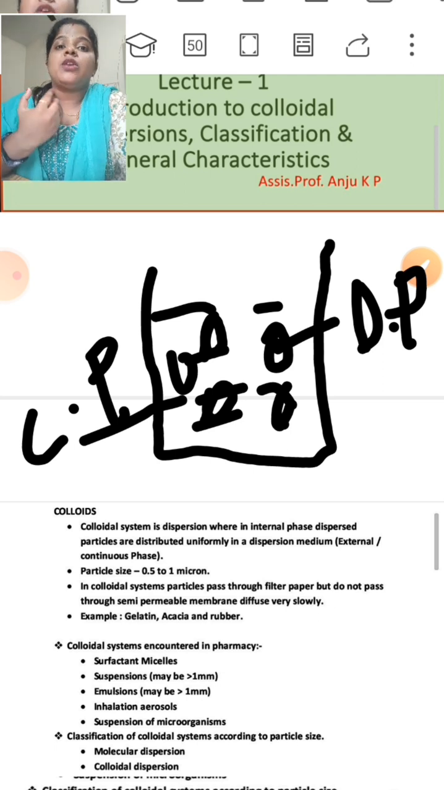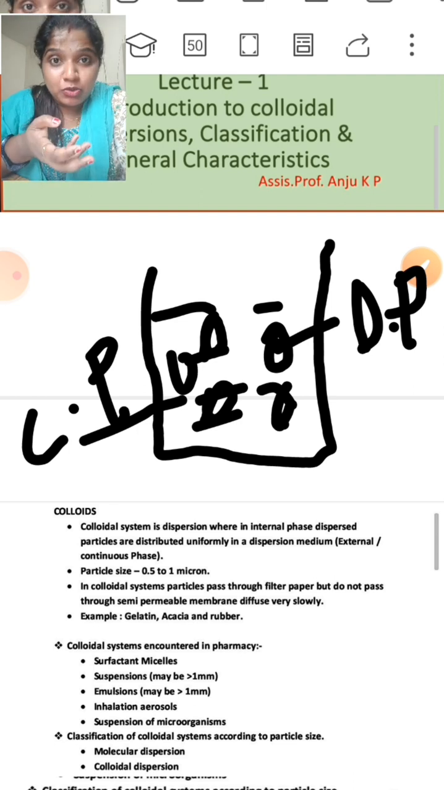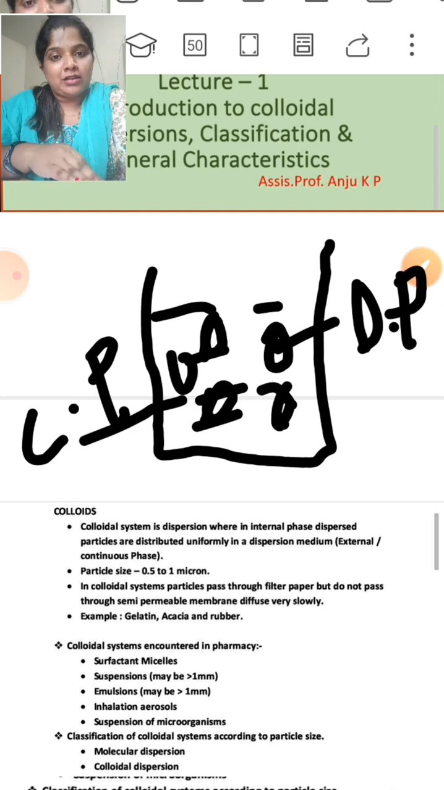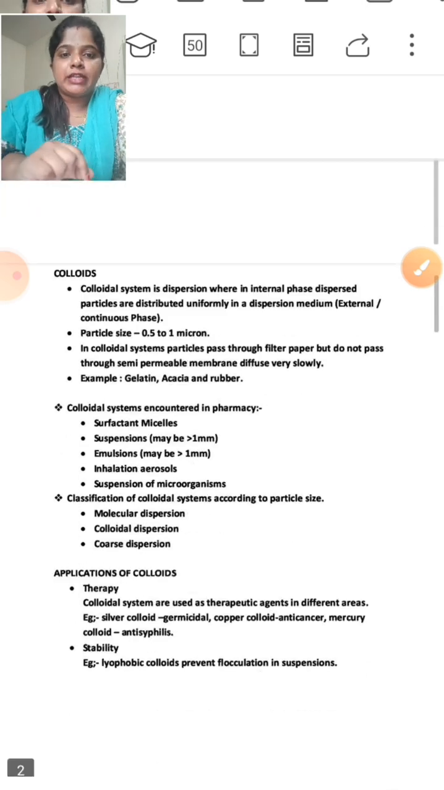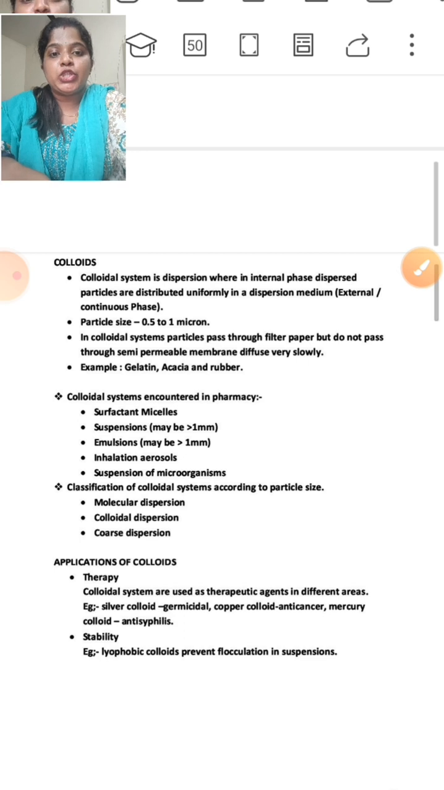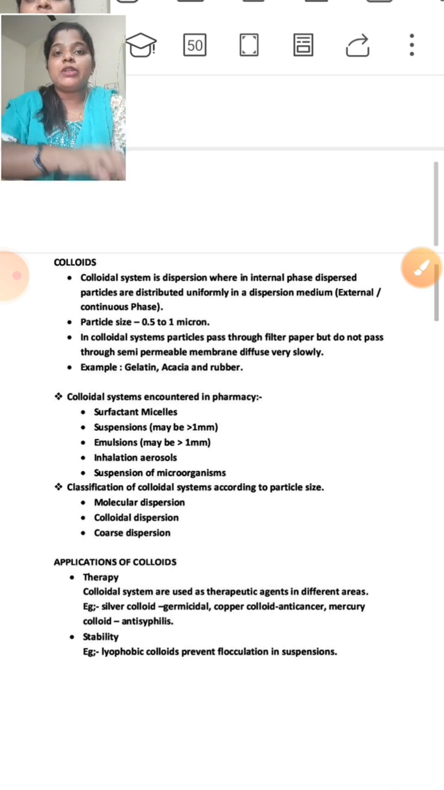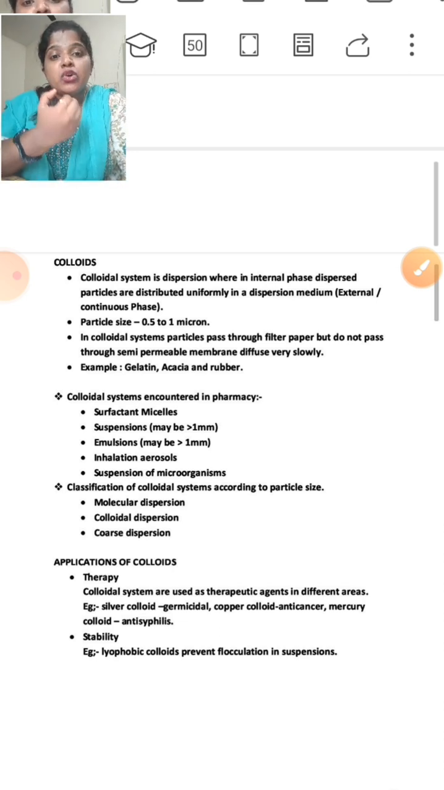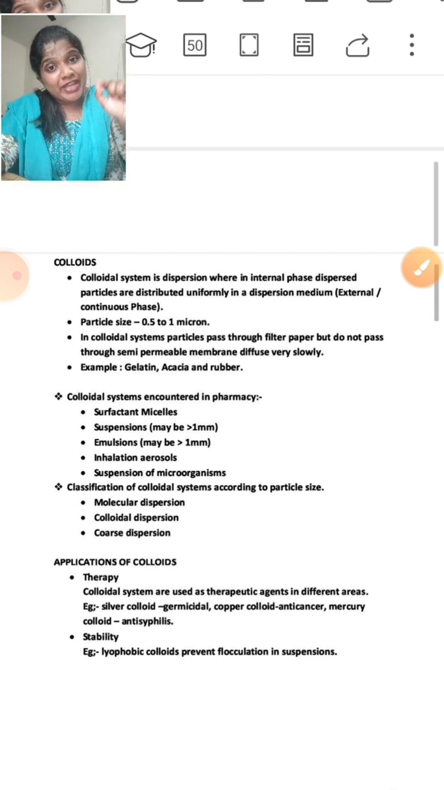Where it got dispersed, we call the dispersed phase, and where it got distributed is called the continuous phase. These colloidal particles have a size range between 0.5 to 1 micron. In colloidal solutions, particles pass through filter paper, but they should not pass through a semipermeable membrane, and they diffuse very slowly.